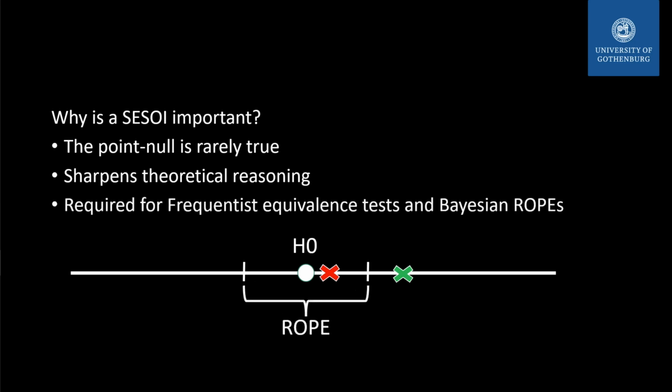Smallest effect sizes of interest are also required for frequentist equivalence tests and Bayesian ROPEs. The distance between your lower smallest effect size of interest and higher smallest effect size of interest is essentially your Bayesian ROPE, your region of practical equivalence. And unless you specify a smallest effect size of interest, you can't do these tests. So that's another important reason for this.